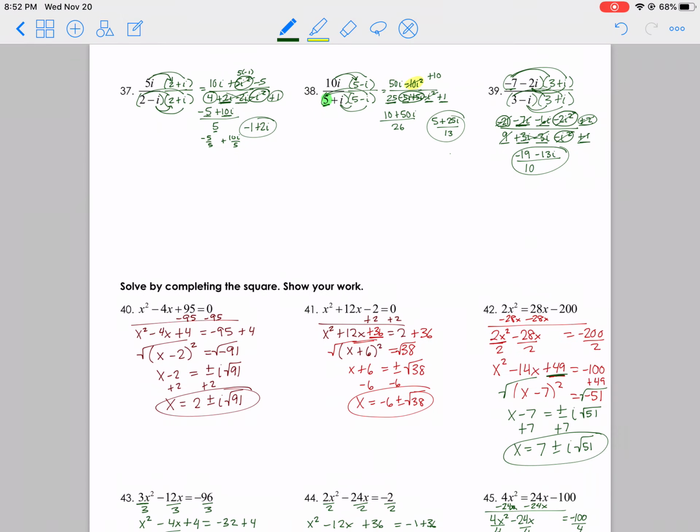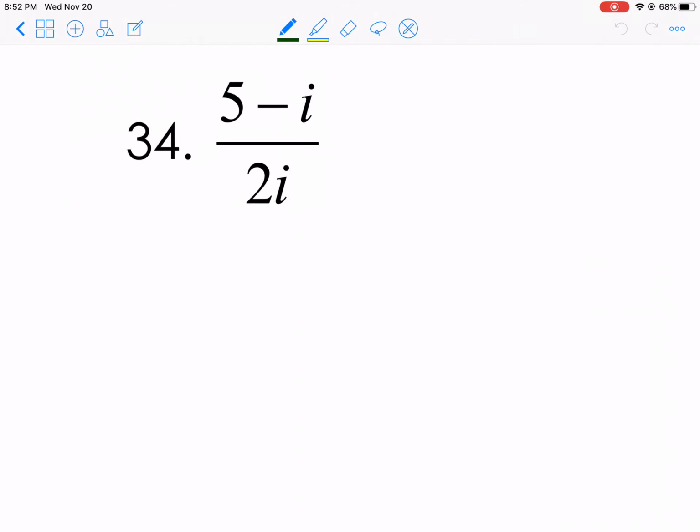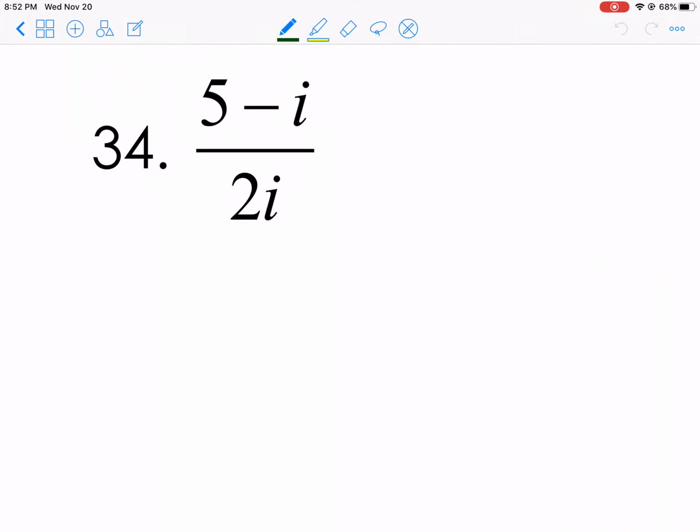Okay, let's consider some of these problems over here. Looking at number 34, the denominator has an i in it, which is something that we want to get rid of in order for this to be in simplified form. So I'm going to multiply the numerator and denominator by i. I can do just i here because there's only one term.